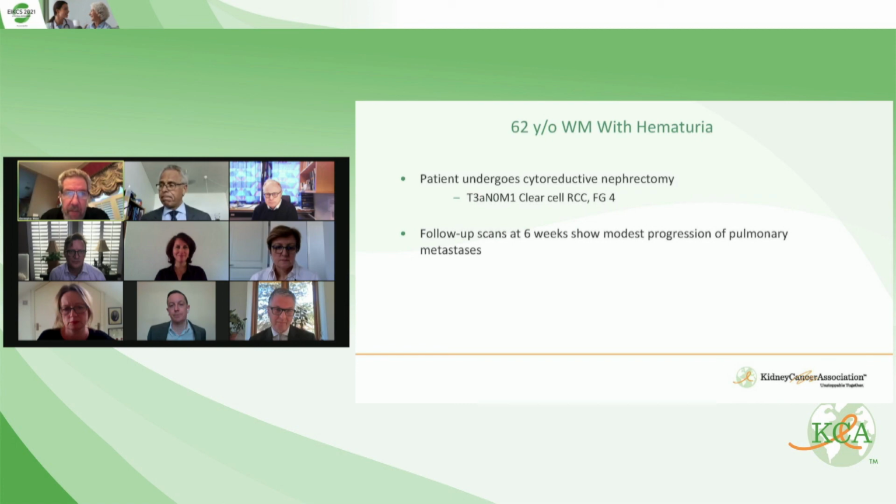So this patient was taken for cytoreductive nephrectomy, and that decision was based primarily on the patient's symptomatic primary tumor. They were having a lot of gross hematuria. They were continually coming into the emergency room for intermittent clot retention. So we decided to do the cytoreductive surgery. It showed clear cell renal cell carcinoma. You can see Fuhrman grade 4, so a very high grade aggressive tumor.